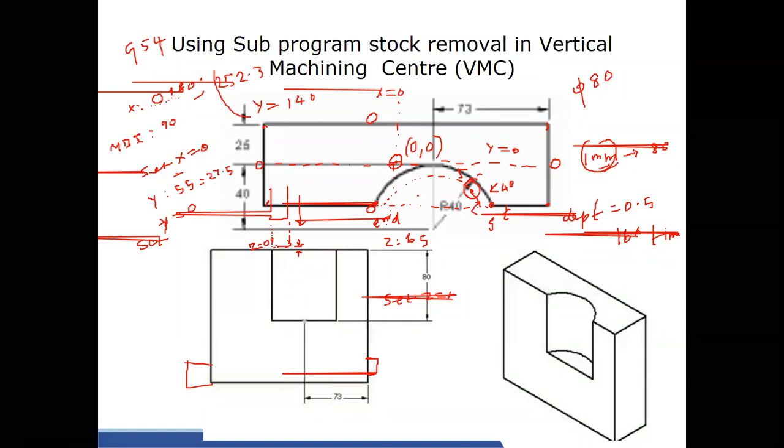How many times does it have to be removed? If the depth of cut is 0.5, you have to run the program about 160 times. It is very difficult if you write the coding as such. But if you use a subprogram for every stock removal, you can set the value L = 160, so that 160 times it will be running. You can remove this stock. This portion can be removed.